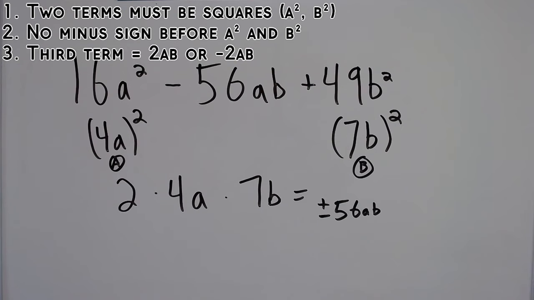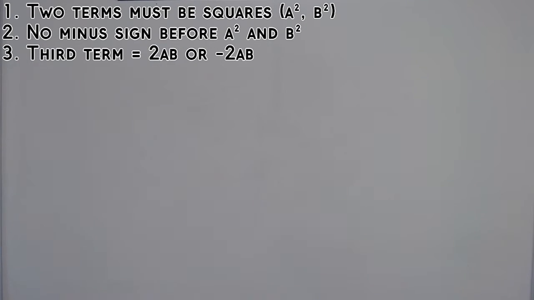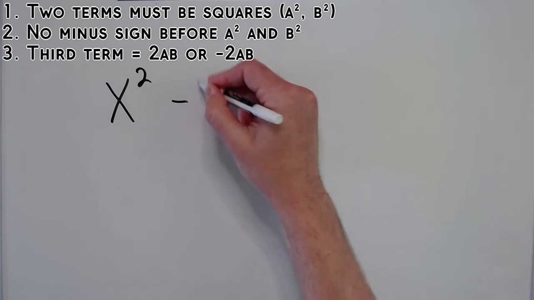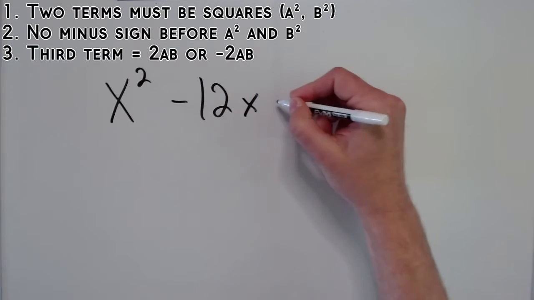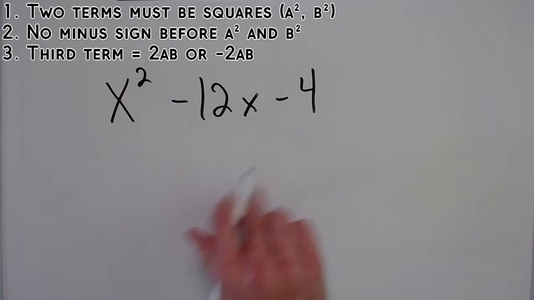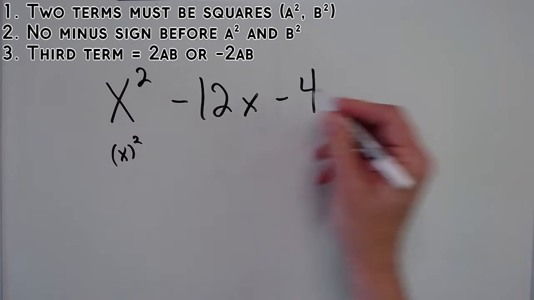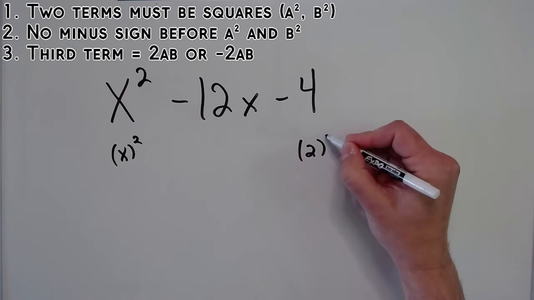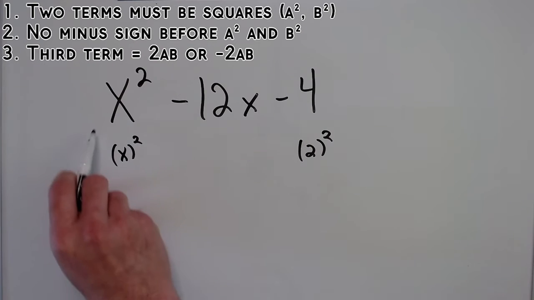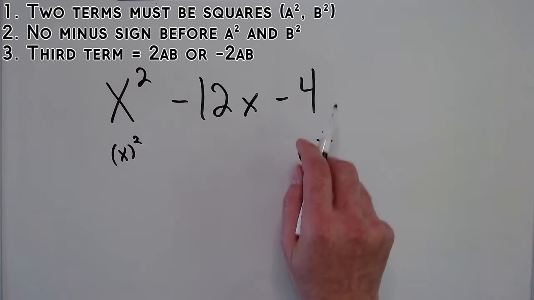Let's try one more here, but we got to clean this off first. Alright, let's do something like this. x squared minus 12x minus 4. Okay, so looking at our first rule, do we have a square and a square? Yep, this is x squared, and this is 2 squared. Second rule, no minus sign before the square. Uh-oh, we got a minus sign here. This is not a trinomial square.